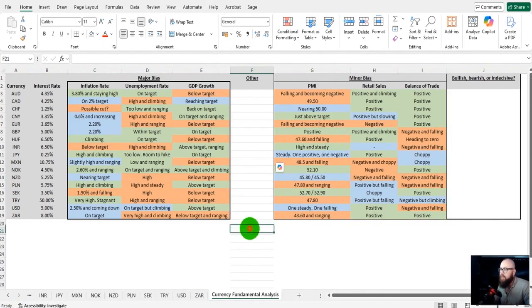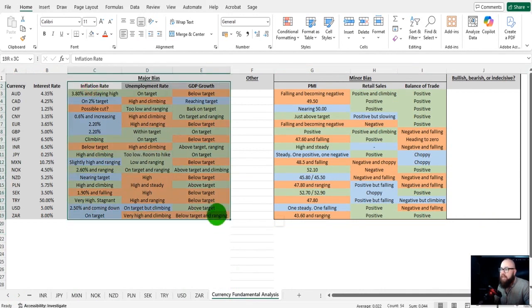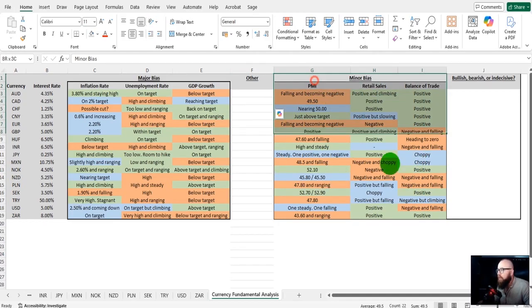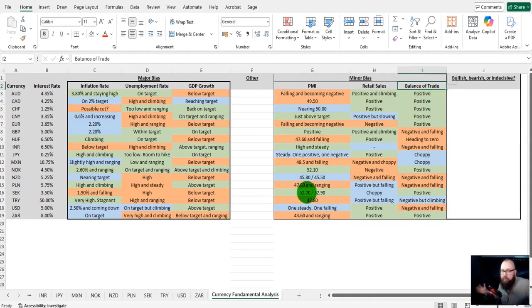And then on this last tab here, we have our major bias, our major indicators, our analysis of our major data. There are other things where you could put war, pandemics, trade wars, Brexit. And then there's a space for minor indicators too. I put PMI, retail sales, balance of trade, which are very popular sets of economic data worth using.